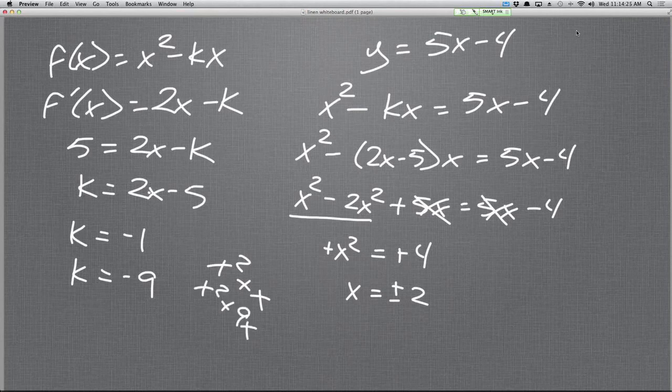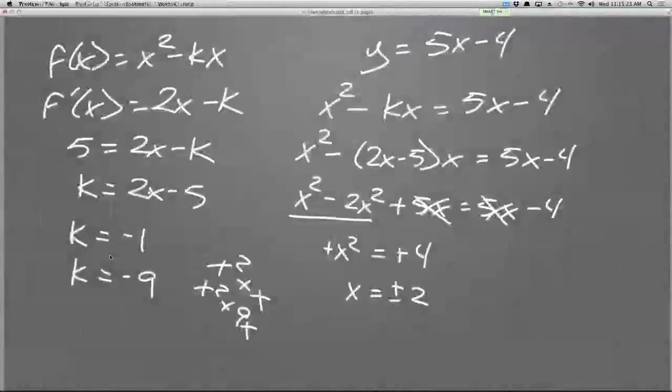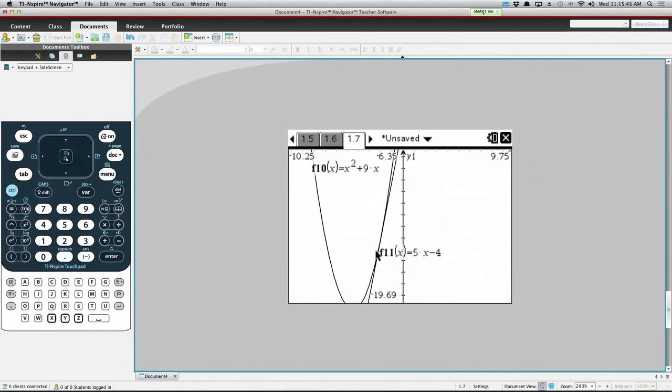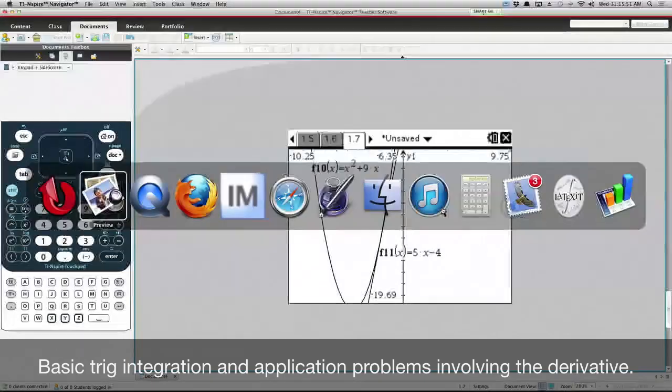So let's check both of those real quick. And this one should be tangent at 2. So that one's tangent at 2. Now my other function was x squared plus 9x. So let's go back in here and change that to 9x. And this one should be tangent at negative 2. If I get enough screen, you will see down here at negative 2, it is tangent.